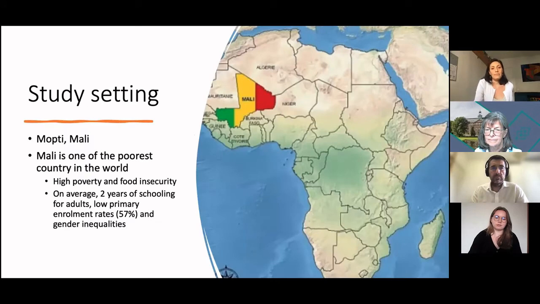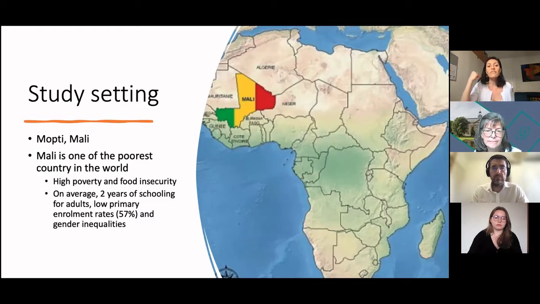So, we're going to explore these issues by using the Malian conflict as a case study. We work specifically in Mopti, in central Mali, so it's around here. And Mali is one of the poorest countries in the world. We have a structural food insecurity, with millions of people every year considered by FAO and WFP as food insecure or extremely food insecure.